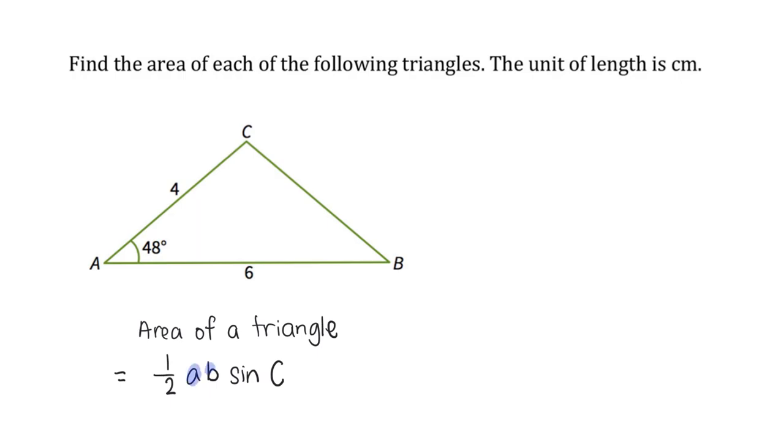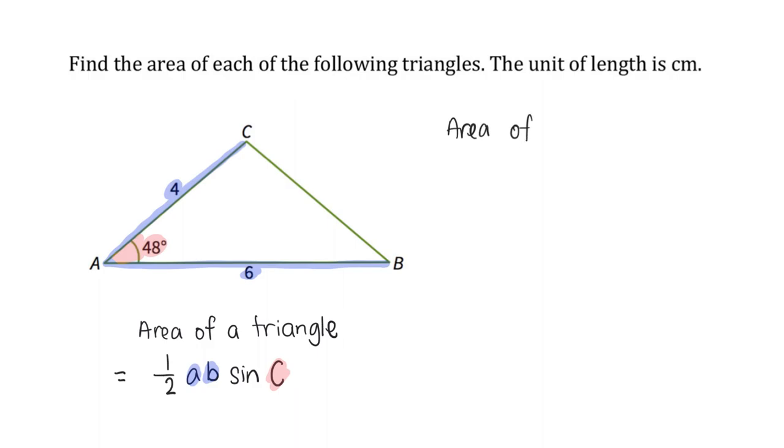A and B must make the angle. So in this case, we are looking at this length, and this length must make this angle C, which happens to be in between these two sides. And once we are able to get this configuration, then we are able to apply the formula immediately.